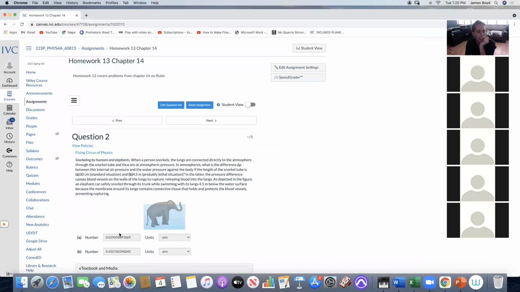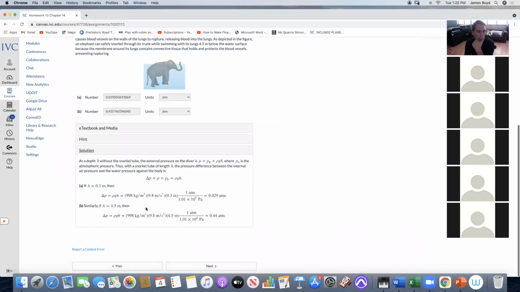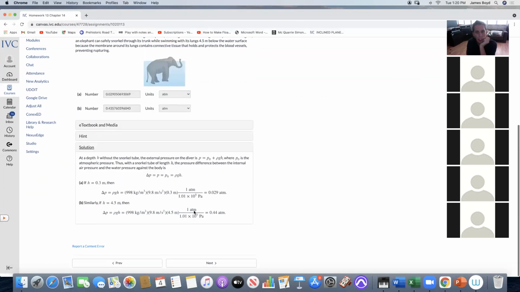Let's see what they're using for their numbers. They're using 998 kilograms per meter cubed for the density of water, and they're using 9.8. They are using 1.01 times 10 to the 5th pascals for an atmosphere. So, 3 sig figs.